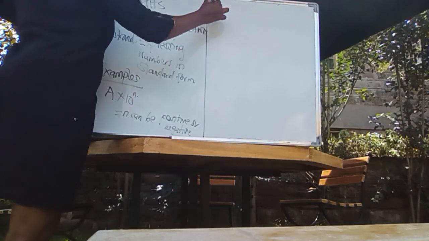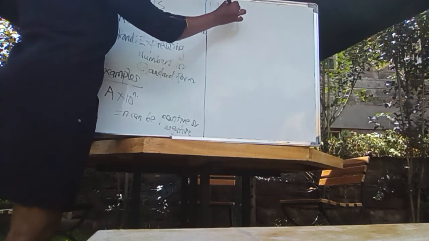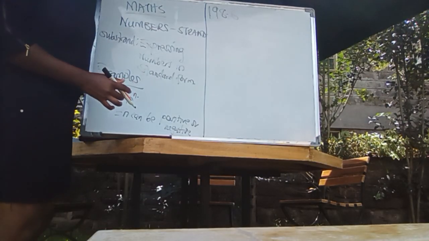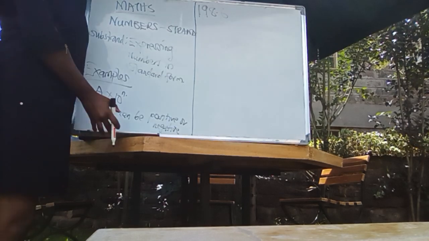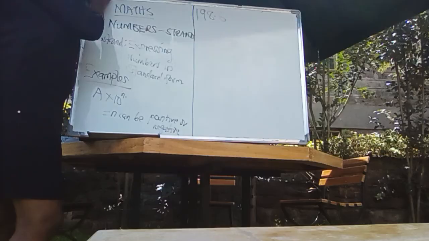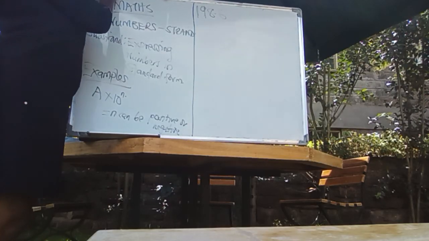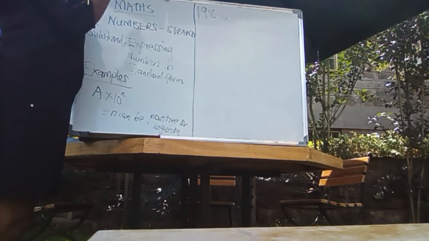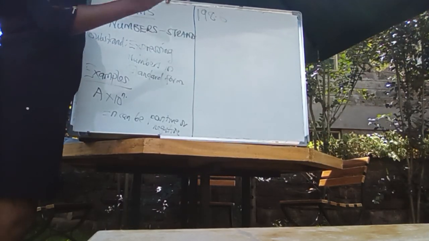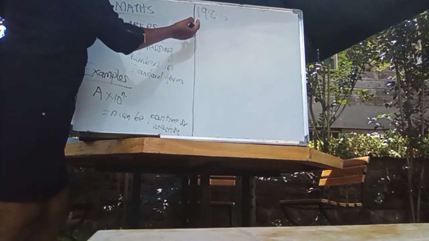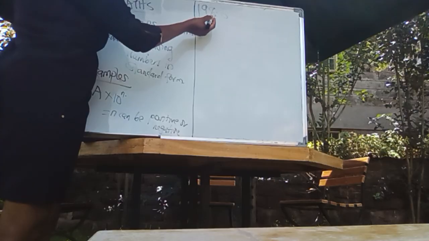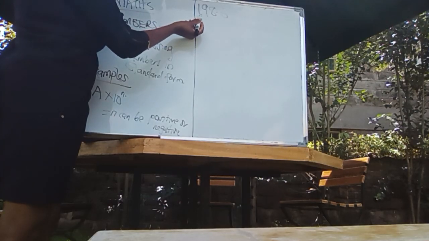For example, you are given a number like 198.6. And you are told to write that number into standard form. That number should be equal to 1 or less than 10. So for 198.6, we are supposed to move this decimal point up to here so that this can be 1 point.